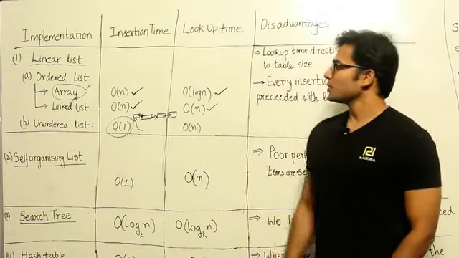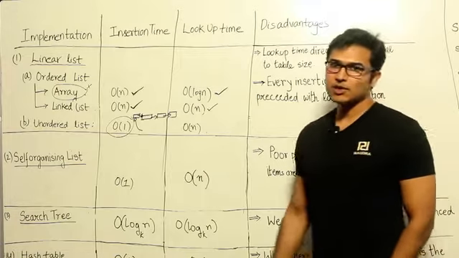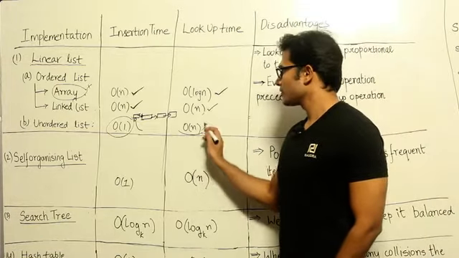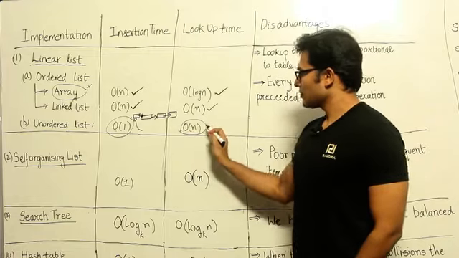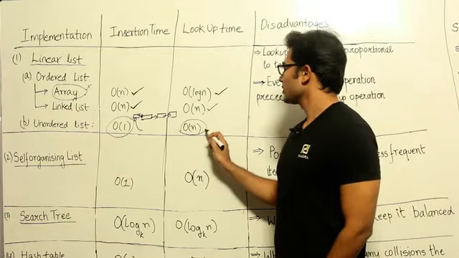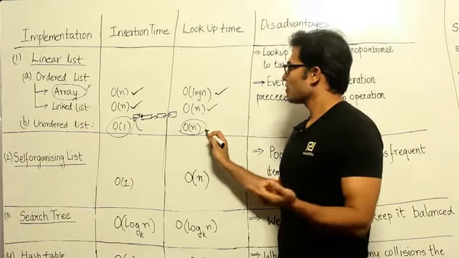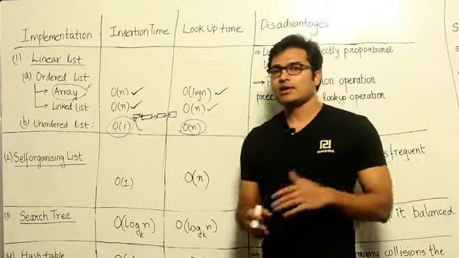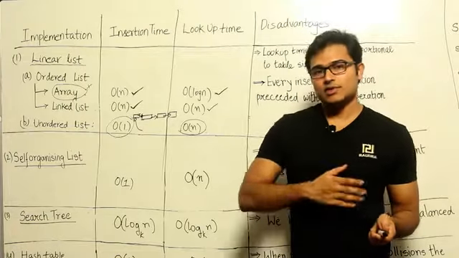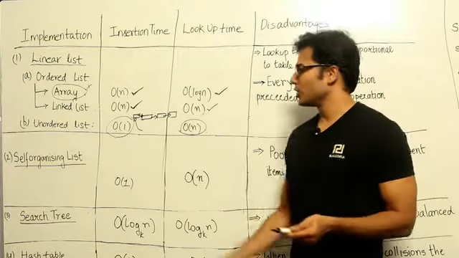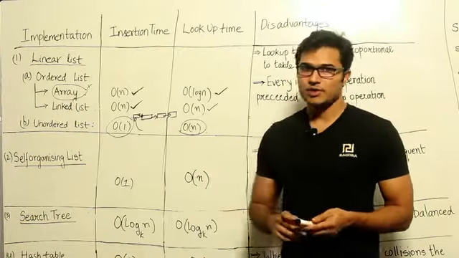And what about the lookup time? Lookup time is the time taken to search for an element. If you are going to search for an element, the time taken to search for an element here is going to be order of n, both in case of array as well as the linked list. So why is this so? You will have to search the entire list. In both the cases it is unsorted, that is why.